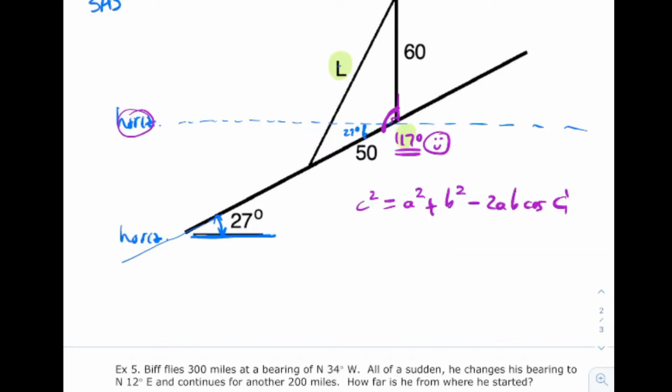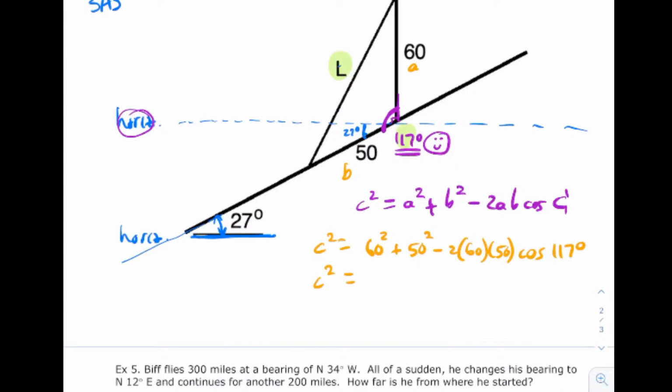So let's start plugging in. Maybe I'll use a different color to plug in. So c squared equals, and it doesn't matter which one of these you call a or b, because you're just going to add them anyway. 60 squared plus 50 squared minus 2 times 60 times 50 times the cosine of that angle, which is 117 degrees. Start pushing buttons.